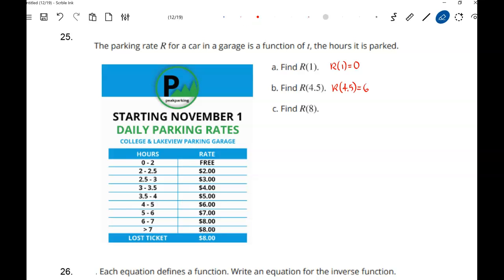And then C says R of 8. Well, 8 isn't listed, but this right here says anything greater than 7, which 8 is, is $8. So R of 8 equals 8.